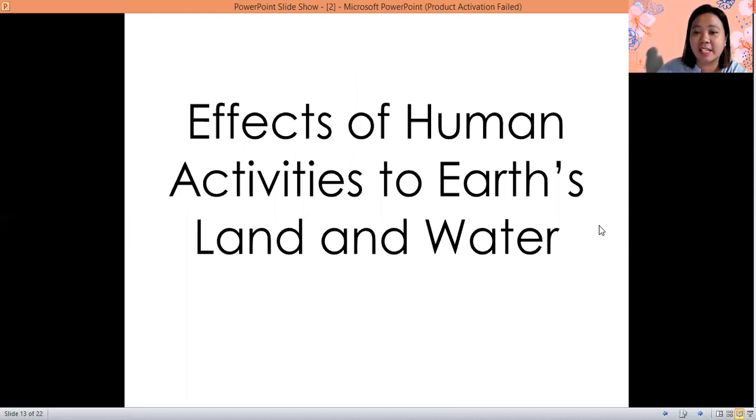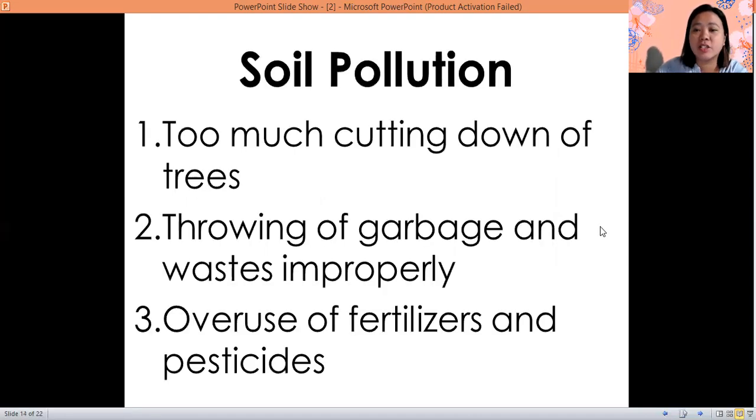the earth's land and water. What are our actions? What are the things or activities that we do that can affect the earth's land and water? So the first one is the soil pollution. How do we affect our soil? First, if we are cutting too much of trees. If we cut too much of trees, then we'll have a soil pollution.